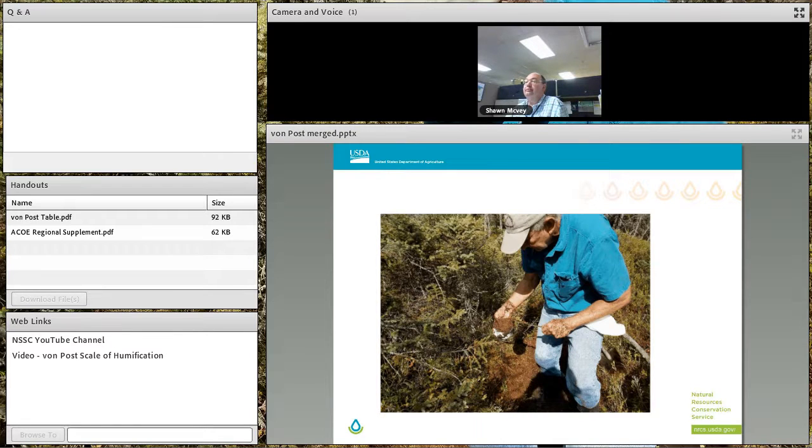Last call for questions. I will note that when we started on this project, that was very interesting. This is one of those what's old is new methods, because the von Post scale is almost 100 years old. So it's been around, and now it's back in favor or rediscovered. I think it's been used in Scandinavia and Europe quite a bit. We're just now discovering it.